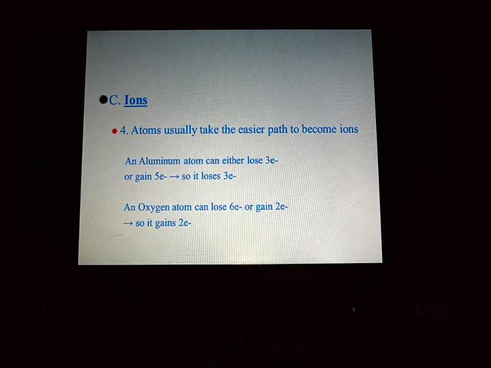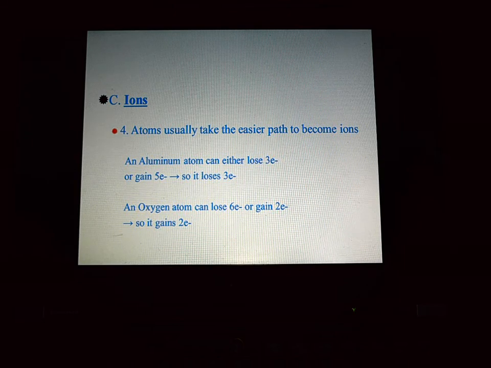So you might say, all right, some of them are positive, some of them are negative. How do we tell? What's the deal? Well, really, it comes down to atoms take the easier path. Nature likes to take minimum values in things. Don't use any more energy than you have to. And it's true for atoms to become ions.